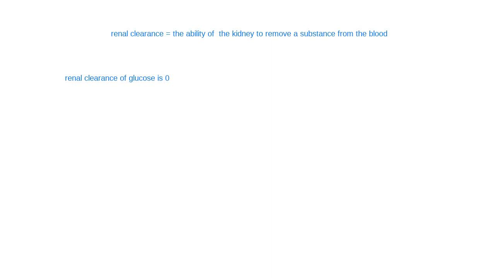If you see glucose in urine, boom, dude, you have diabetes mellitus. You should never see glucose in the urine. Is glucose being secreted? No, not really. And so renal clearance of glucose is zero.